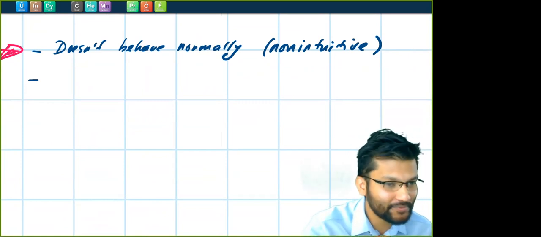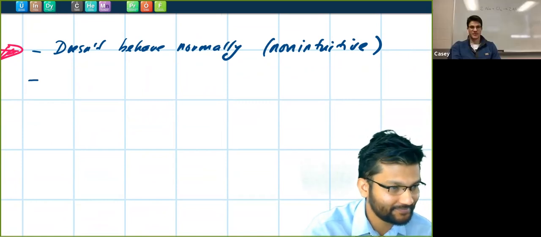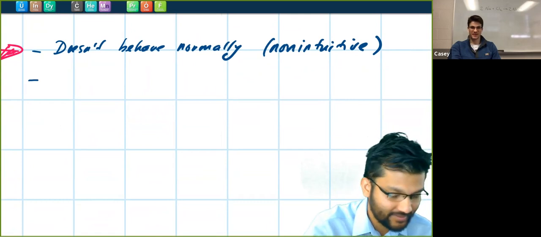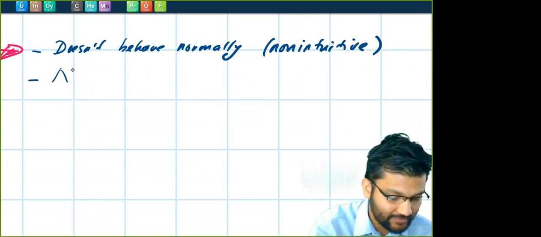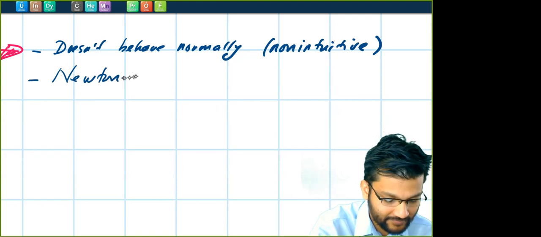Anything else from room one? Like when Newtonian physics just starts to fail to explain observations. Physics fails. Yep.